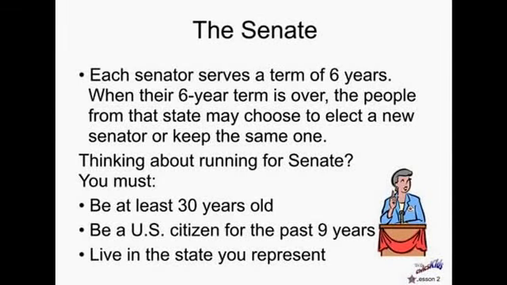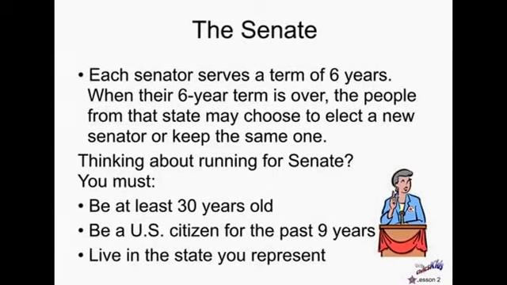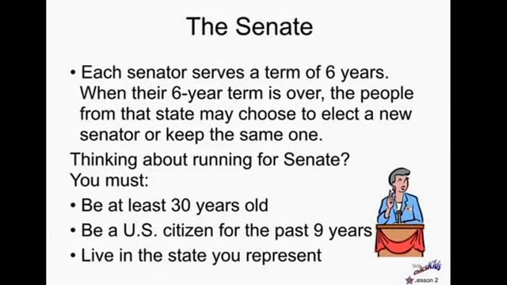To be a senator, you have to be at least 30 years old. You have to have been a U.S. citizen for the past 9 years, and you have to live in the state that you're going to represent. You also serve a 6-year term, which means after that 6-year period ends, you'll have to run for re-election.